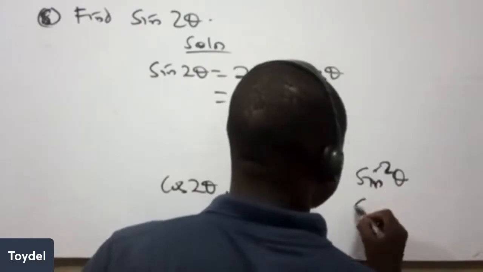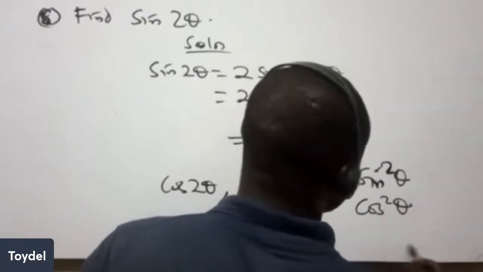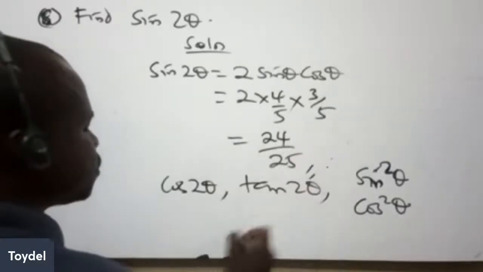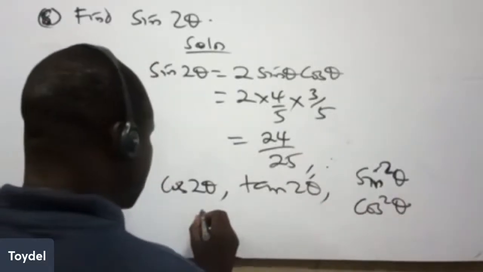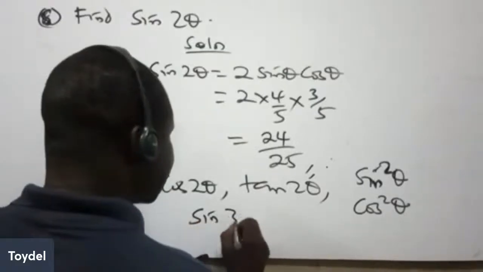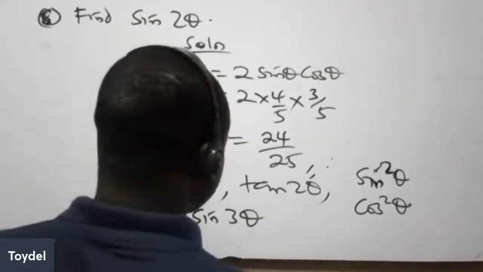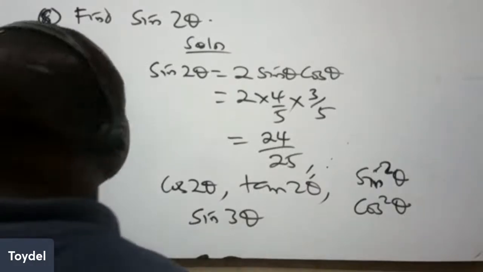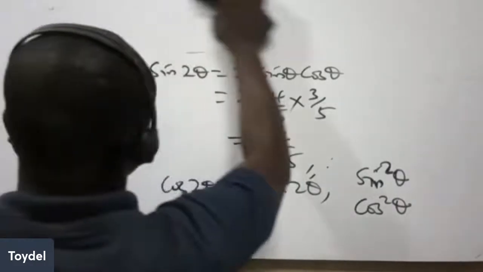You can be asked to find cos square theta. So irrespective of what you're asked to find, just go through my video. You are going to see all the formula there. Then you can also be asked to find sine 3 theta. You can even be asked to find sine 5 theta. It's just all about expanding. So that is that about trig.